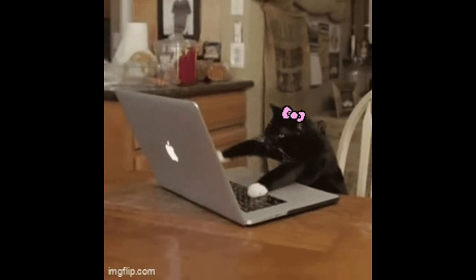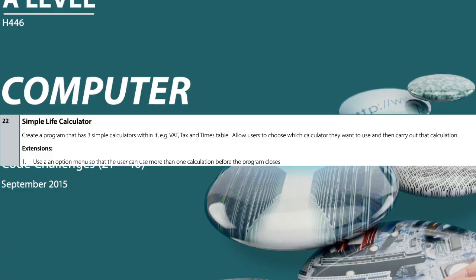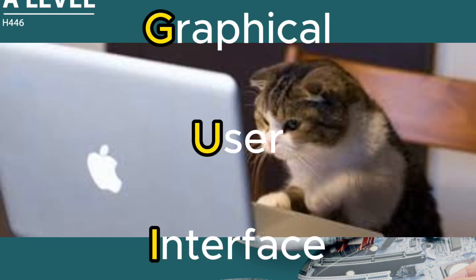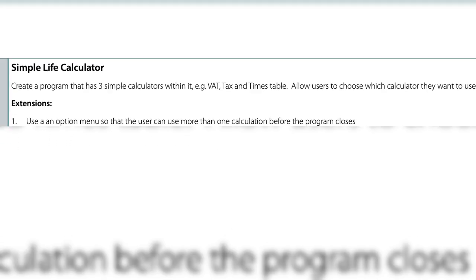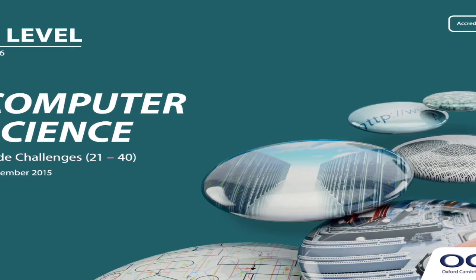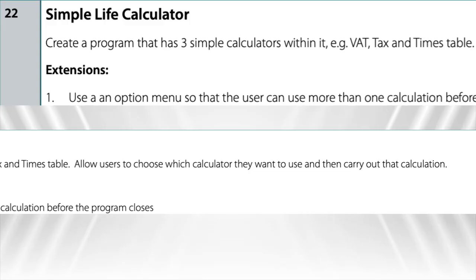Anyways, here's a project intended for advanced beginners to low intermediates. Definitely for intermediates if you decide to make a proper graphical user interface. It's a basic multi-purpose calculator, or a simple life calculator as OCR would call it. It's part of the A-level coding challenges thing. So this is the project overview.